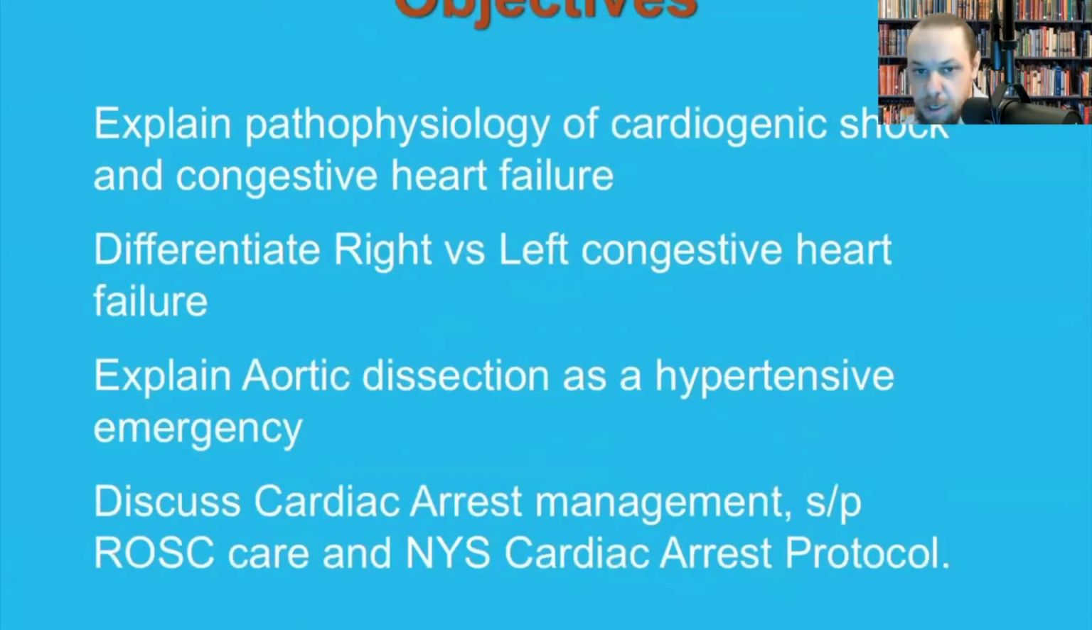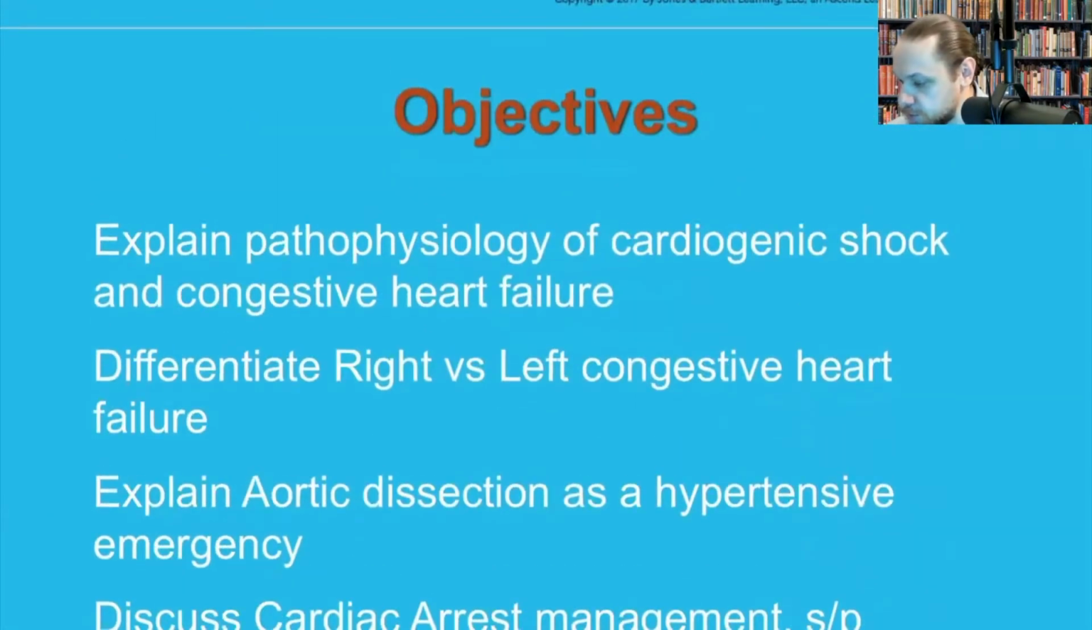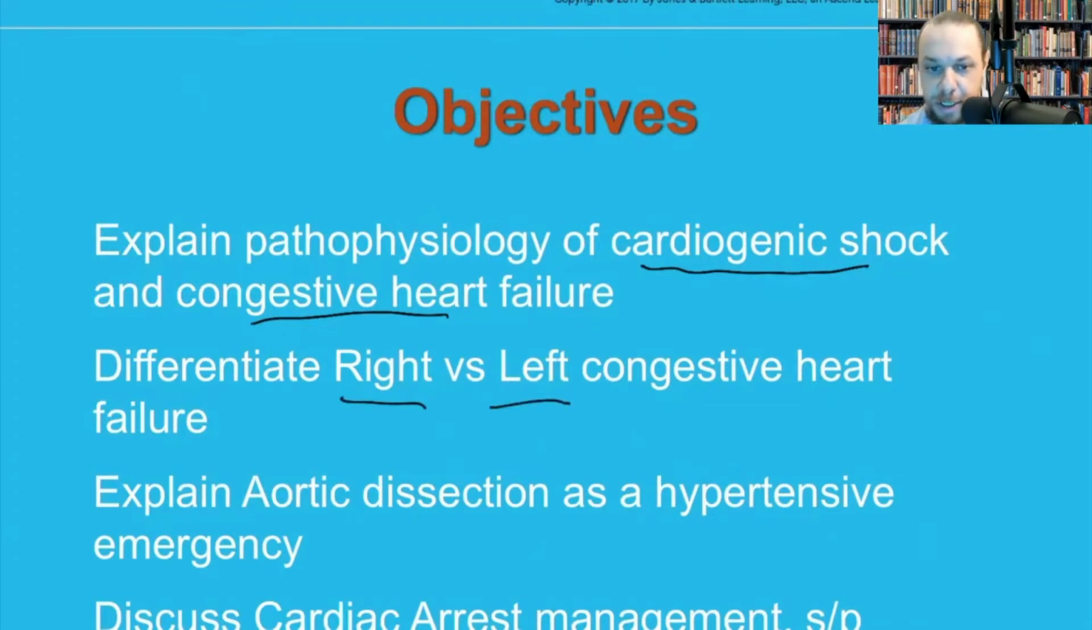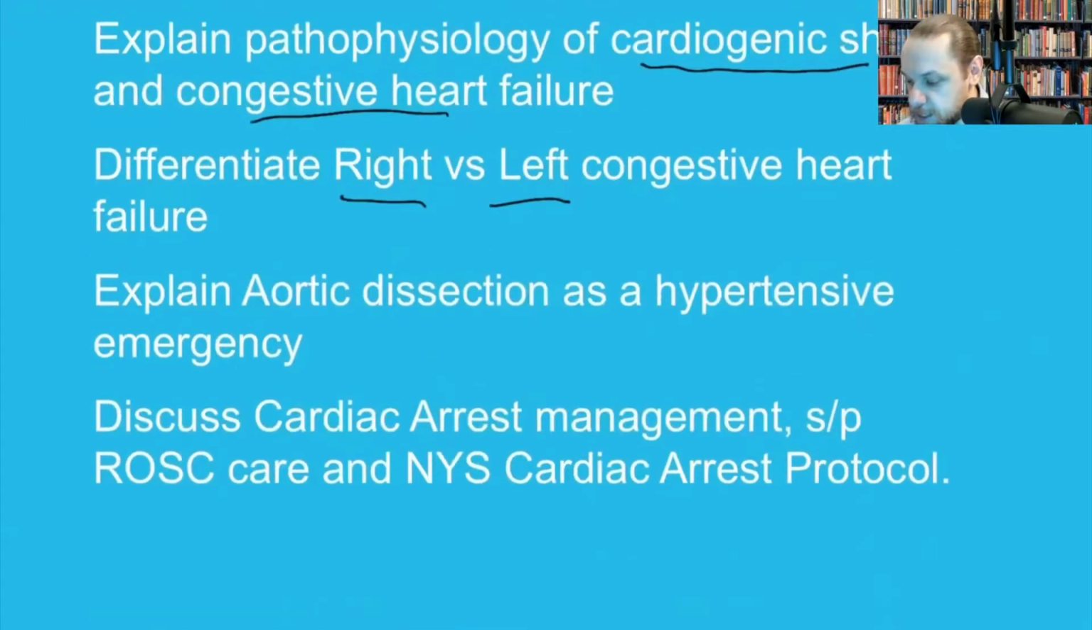In addition, we're going to talk about cardiogenic shock, right? What is cardiogenic shock and what's congestive heart failure? We're also going to talk about right versus left congestive heart failure and the differences that the patient presentation may have, and also in terms of your patient assessment, how to assess for right versus left congestive heart failure. We're also going to talk about aortic dissection. What is aortic dissection? What is a hypertensive crisis? Hypertensive means high blood pressure, right? Hyper means high, tensive, you're constricted, so high blood pressure emergency.